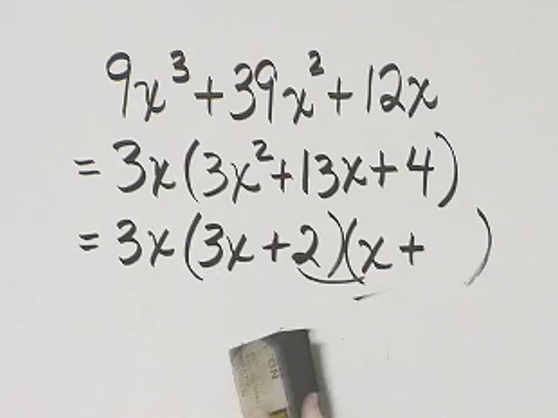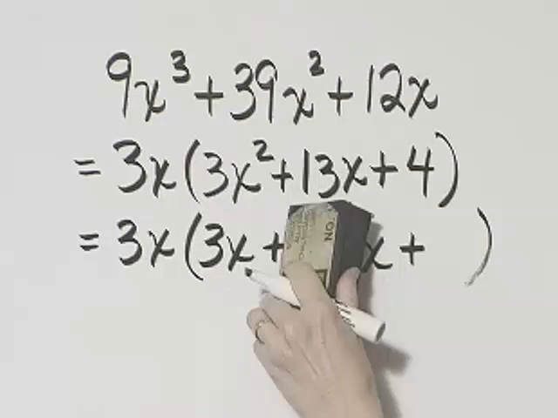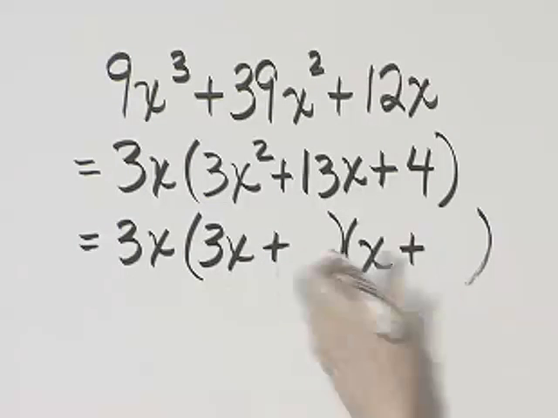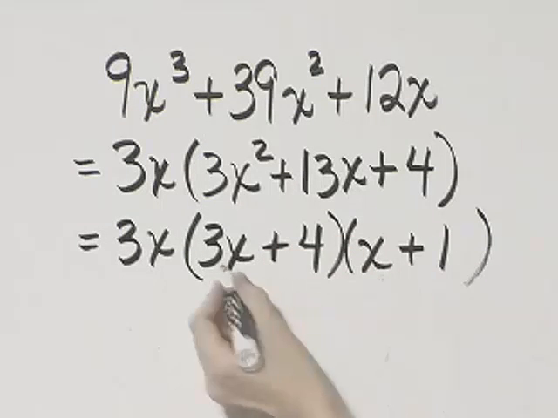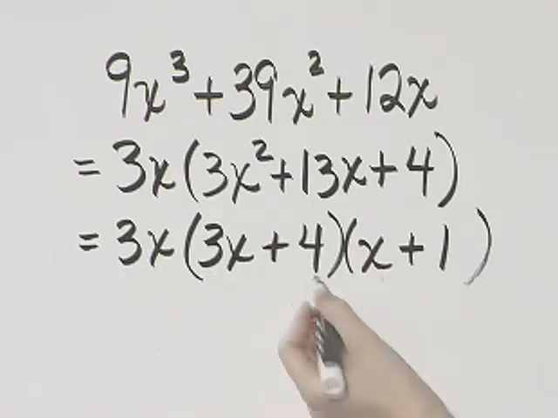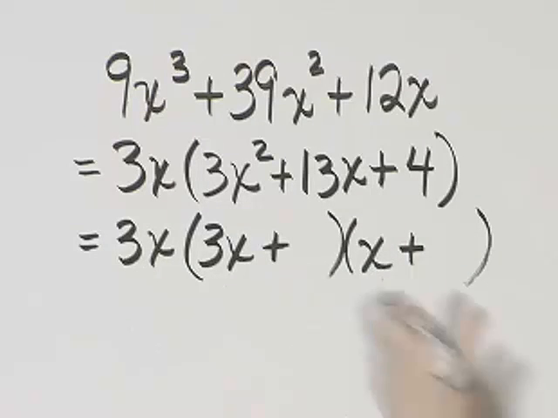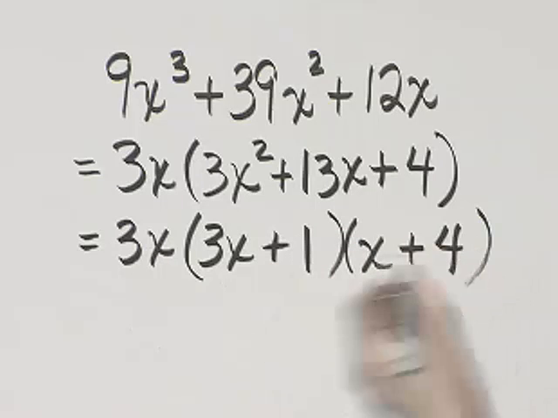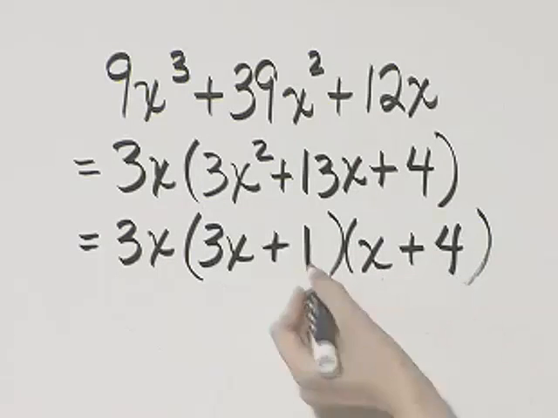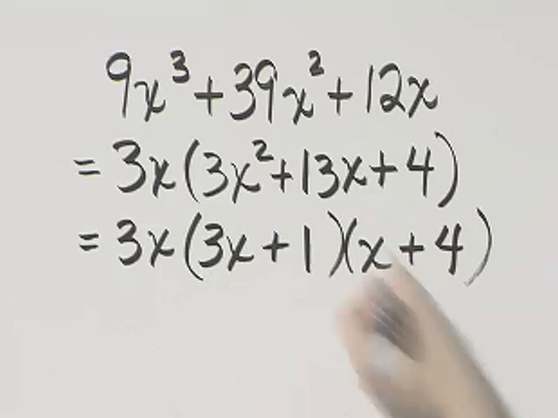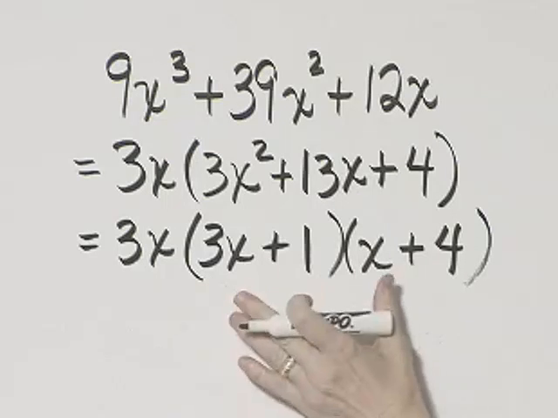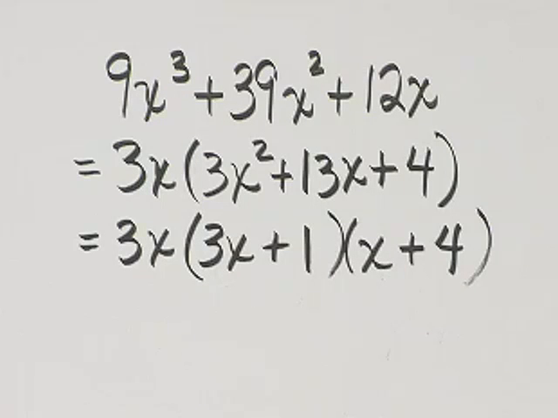Let's try other factors of 4. Let's try 4 and 1. Outside product gives me 3x plus 4x, that's 7x. I'm going to switch the 1 and the 4 then and see if that helps. The outer product is 12x, inner product 1x, that gives me 13x, and here is my factorization.